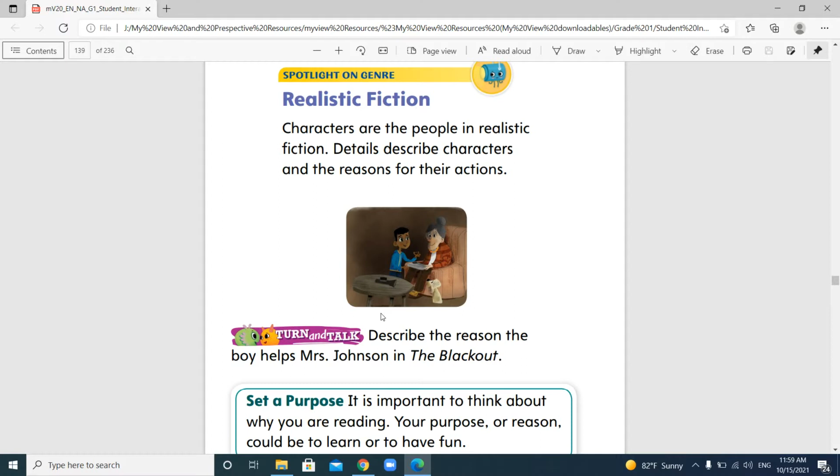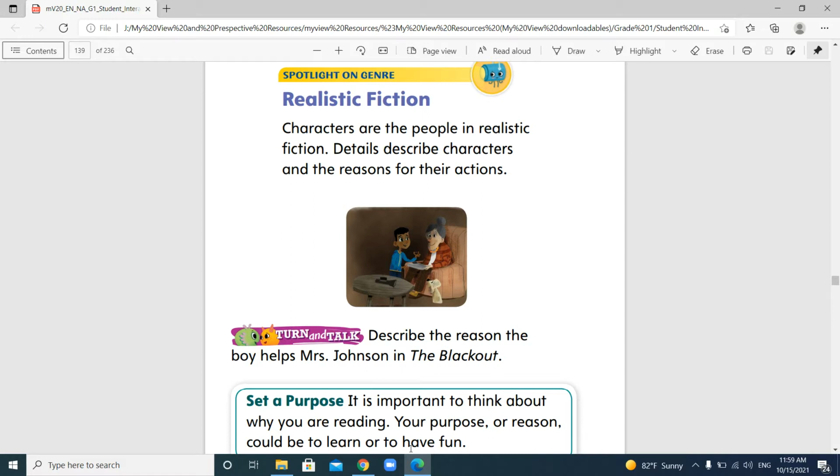Because he's kind, he wanted to help his neighbor. His neighbor is the person who lives near him, right? And he cared about her, so he went upstairs to check on her. And when he saw that she needed something, he gave it to her. Okay? It says, set a purpose. It is important to think about why you are reading. Your purpose or reason could be to learn or to have fun.